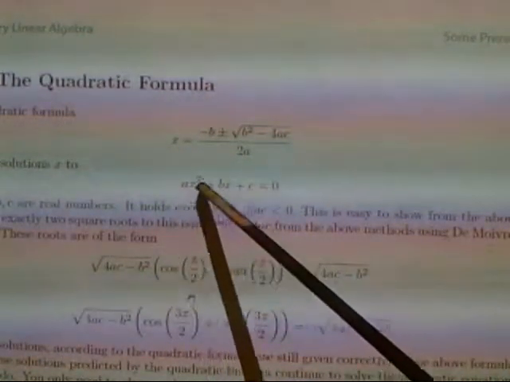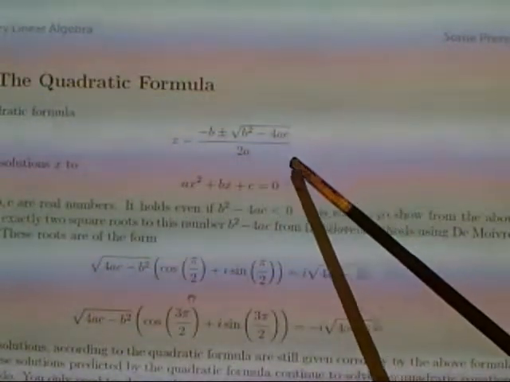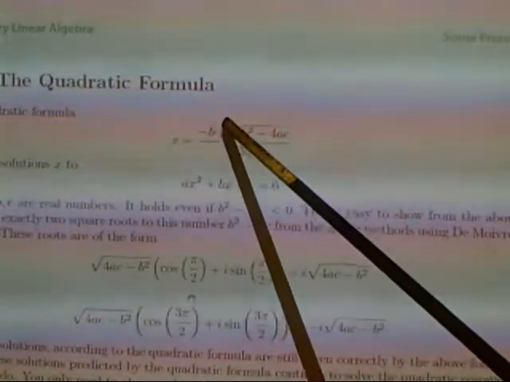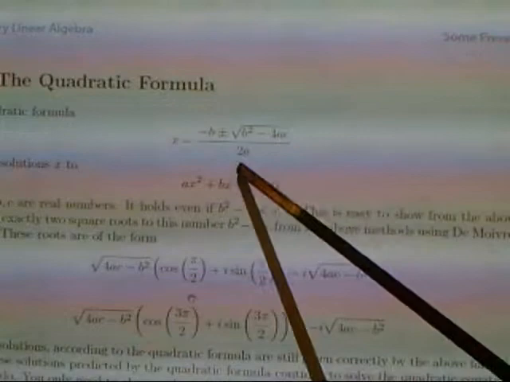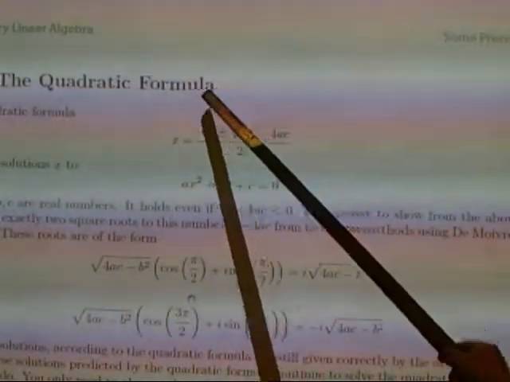If you see the equation ax square plus bx plus c equals 0, then x is equal to minus b plus or minus the square root of b square minus 4ac, by 2a. Those are the quadratic formula.